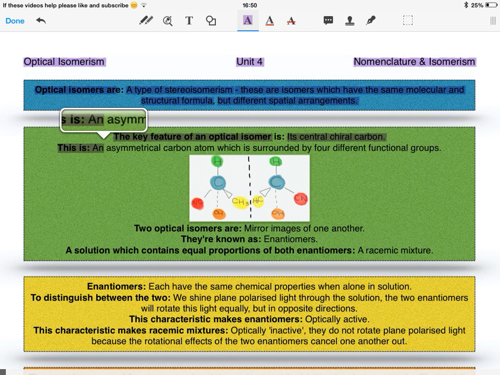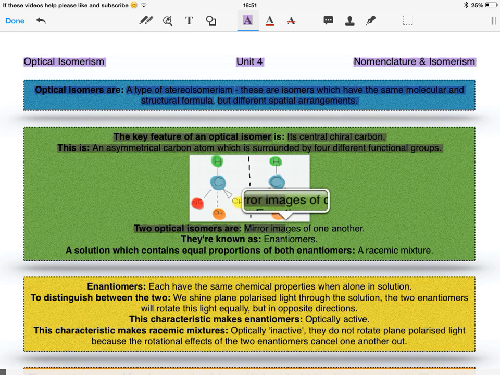This is an asymmetrical carbon atom which is surrounded by 4 different functional groups. So as you can see from the diagram I've drawn below, in the middle there's a central chiral asymmetrical carbon atom, and it's surrounded by 4 different functional groups. The reason I've drawn 2 is because 2 optical isomers are mirror images of one another.